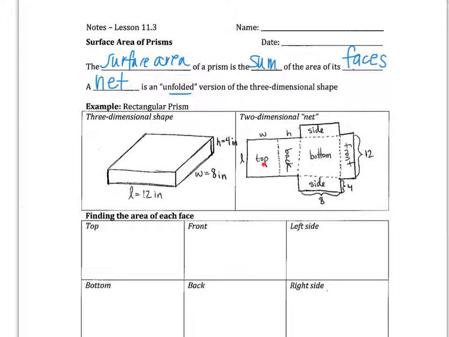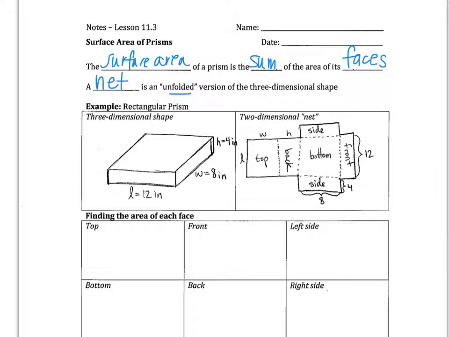And this is what we actually use in order to find the surface area, because now it's a two-dimensional shape, which is called a net. And then we just take the area of each of these shapes and then we add them all together. So let's go ahead and do that.